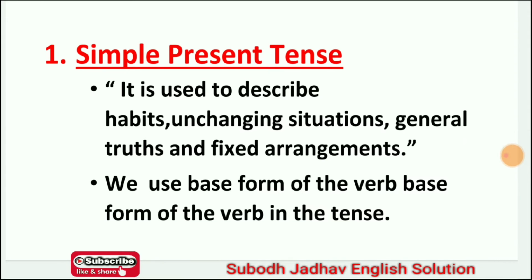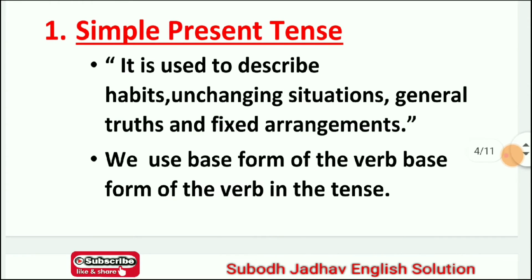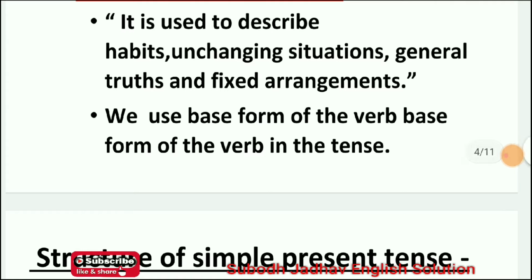Number 1, simple present tense. Simple present tense, what does it mean? As we know, present tense shows present time. But what is simple present tense? One definition is given there; on that basis you can understand it. Simple present tense is used to describe habits, unchanging situations, general truths and fixed arrangements. When we describe these, at that time we use simple present tense. We use the base form of the verb in the simple present tense.